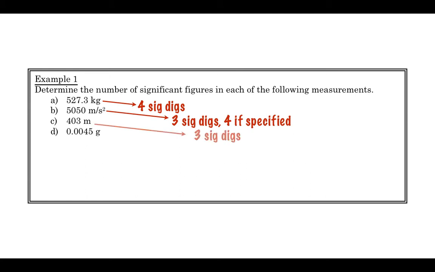403, that's of course 3 significant figures. And last but not least, 0.0045 grams. These are leading zeros. They're not trailing zeros. So all of these zeros here are not significant. Only these 2 digits are, and so that would be 2 significant figures. So that you can see the difference between leading zeros and trailing zeros afterwards. There's a big difference, because trailing zeros are significant, leading are not.